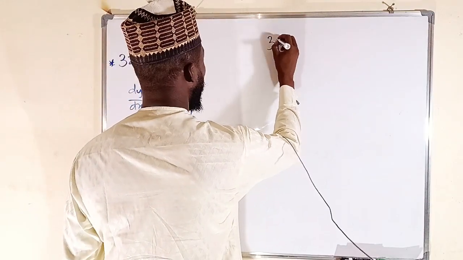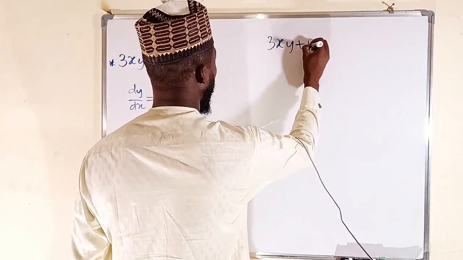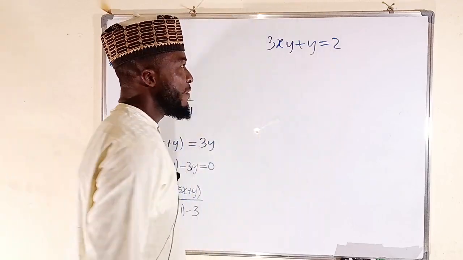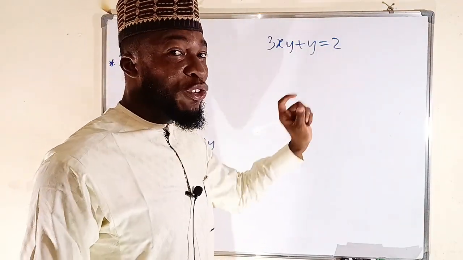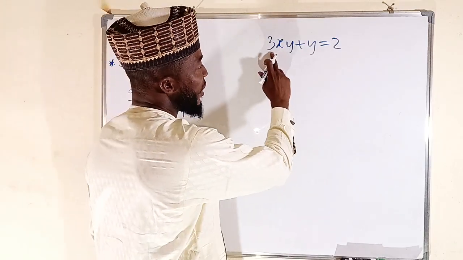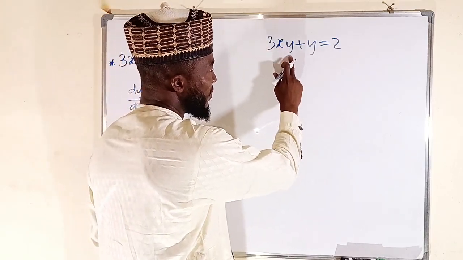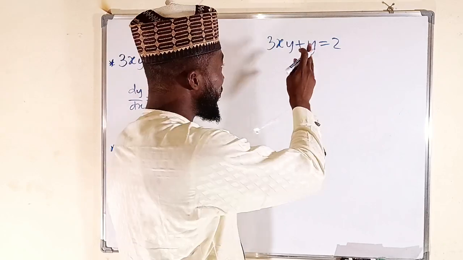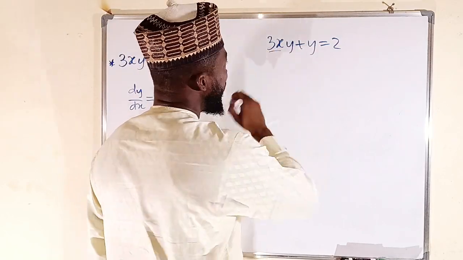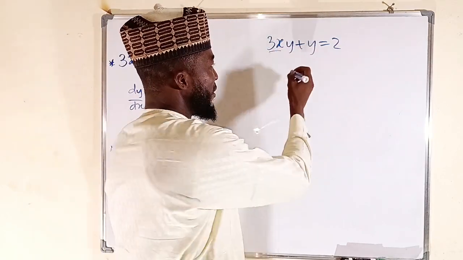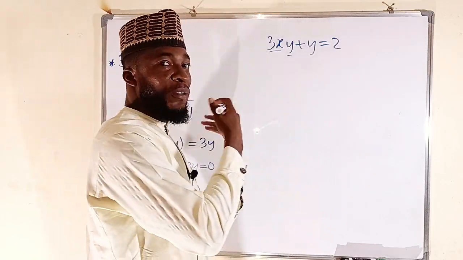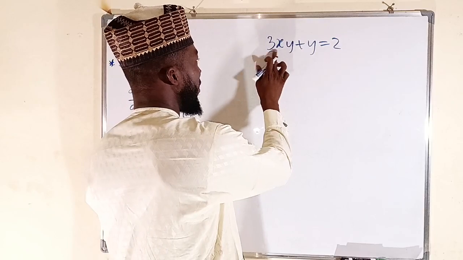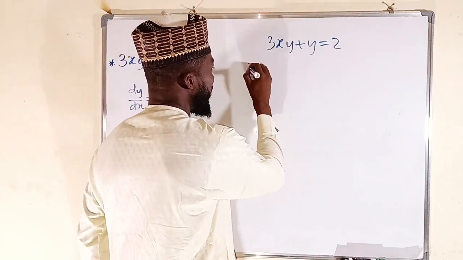We have 3xy plus y equal to 2, right? We are going to differentiate every single term with respect to x. So because we have a product here, this is a function, this is another function, different functions. So I may treat 3x as a single function, then y alone. It depends on how you want it. Or you can factor out 3, then differentiate the function. Let me factor out the 3.